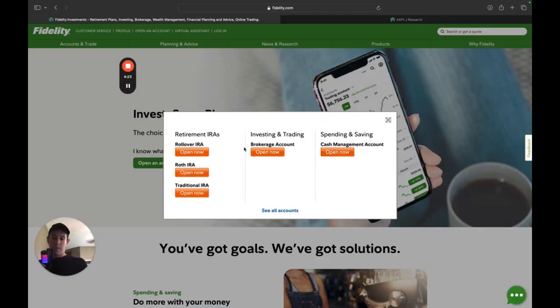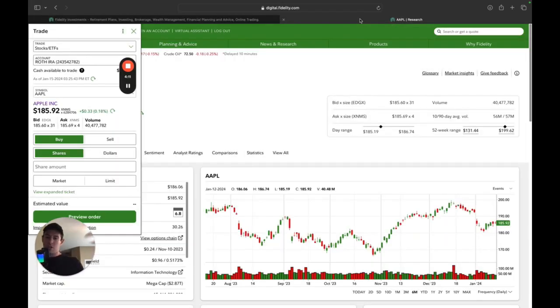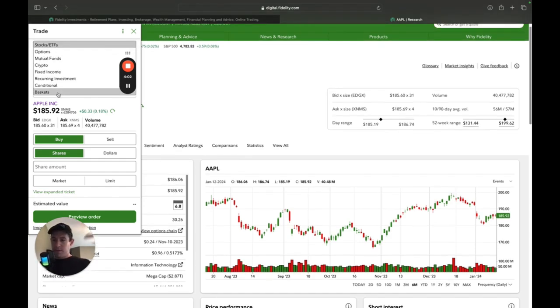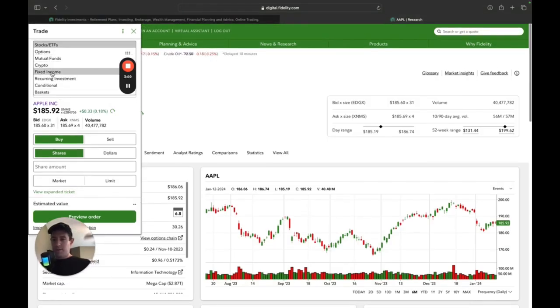But right now we're going to focus on individual investing and trading accounts, which is an individual account. If you want to open it, you would go open here. And then next I am going to show you how to buy a stock. There's multiple things you can buy here: mutual funds, crypto, fixed income, which is bonds, recurring investment. If you want to buy a certain amount on the first of each month or the 15th of each month, you can go there. But this is going to be a one-time buy stock. So this is a quick and easy tutorial on how to buy a stock.